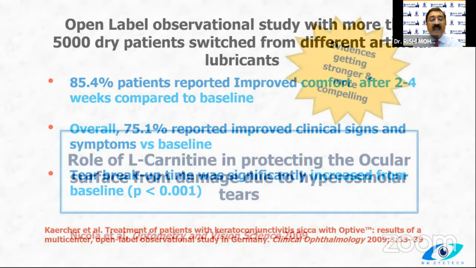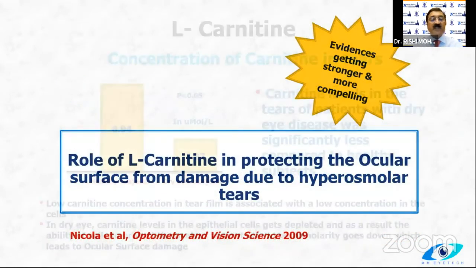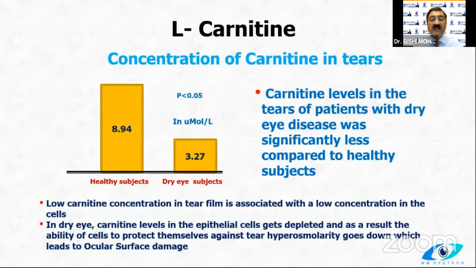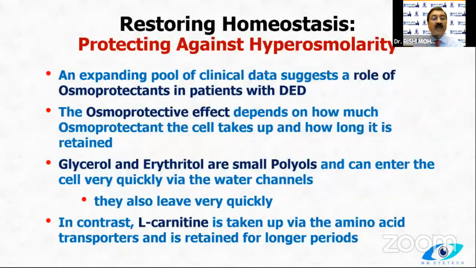There are other evidences again of these osmoprotectants becoming extremely useful. Here we can see patients who have dry eye have a substantially reduced amount of L-carnitine levels in the tears, and this opens up the possibility of therapeutic uses of these products. So here are some of the osmoprotectants that exist in nature. L-carnitine, erythritol, glycerol, and trehalose are some of those that have been used now in ophthalmic preparations for dry eye. So to restore homeostasis, one has to protect against hyperosmolarity. There's an expanding pool of clinical data that suggests that there is a role of osmoprotectants.